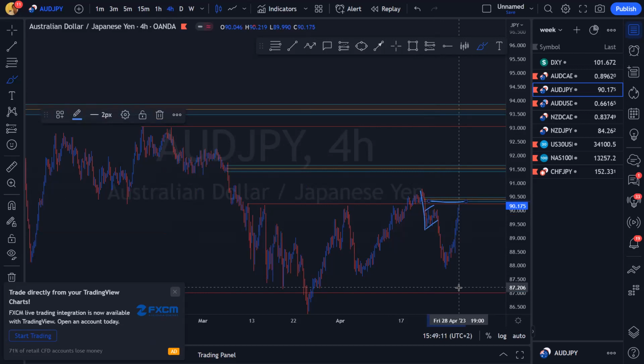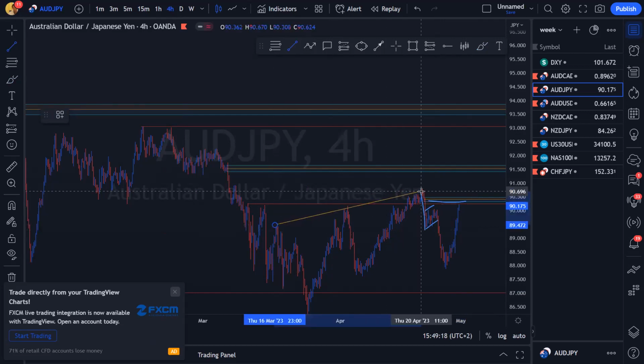Have we maybe completed this overall structure? I wouldn't know, because we can adjust our structure. I think last week what we did was we didn't add a resistance trend line.